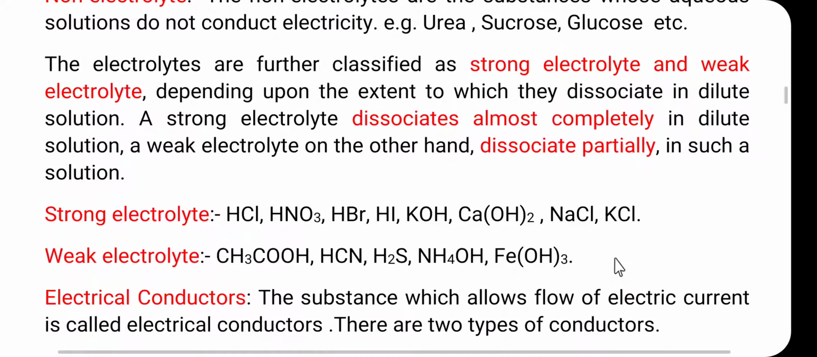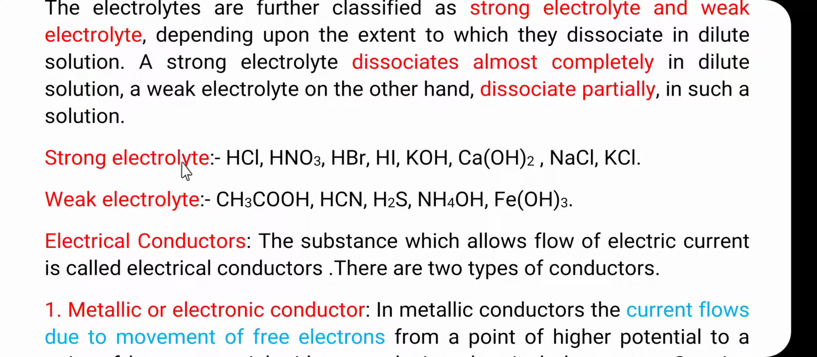Let us consider some examples of the strong and the weak electrolyte. Which are the strong electrolytes? HCl, HNO3, HBr, HI, then KOH, potassium hydroxide, calcium hydroxide, sodium chloride, then KCl. These all are strong electrolytes. When we consider the solution of these electrolytes in dilute solution, there is a complete ionization or complete dissociation of these substances in water. Then the weak electrolytes: acetic acid, hydrogen cyanide, H2S, NH4OH, ammonium hydroxide, then ferric hydroxide.